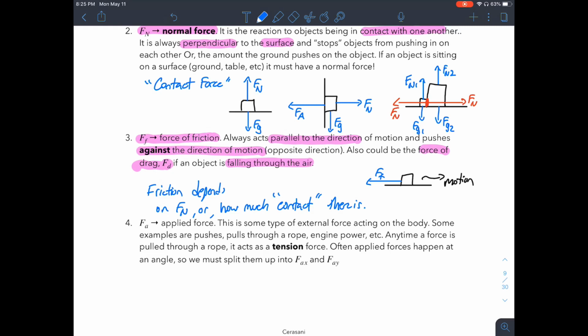Now, the last one, again, this isn't an end-all be-all list, but the last one is some type of applied force. This is an external force acting on the body. Sometimes you push things, sometimes you pull things through a rope, sometimes you have an engine applying a power. Literally anytime you have a force applied to an object. Now, if you're pulling through a rope, you might see this as a tension force. Tension is just another way of saying an applied force. They're all the same thing.